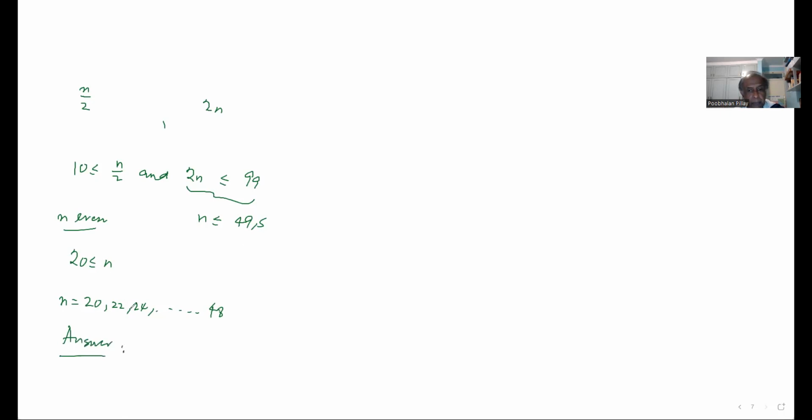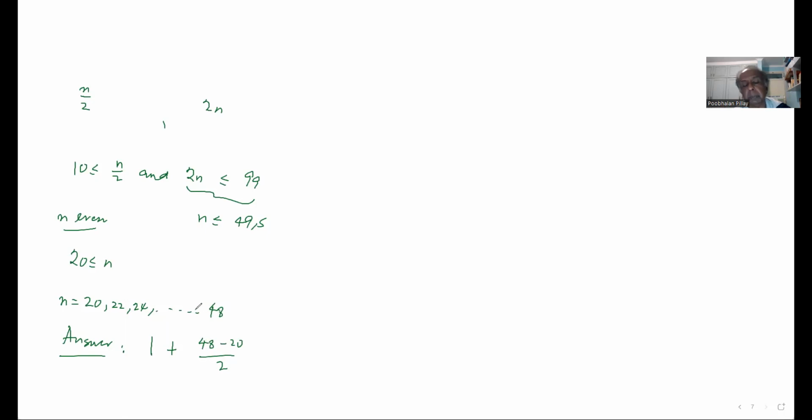And as I told you, you've got a sequence. This is an arithmetic sequence. The common difference is 2, and you know the first and the last term. So the number of terms here, if you remember the formula I told you, is 1 plus the last term minus the first term, divided by the common difference, which is 2.